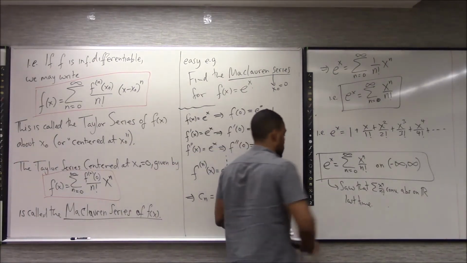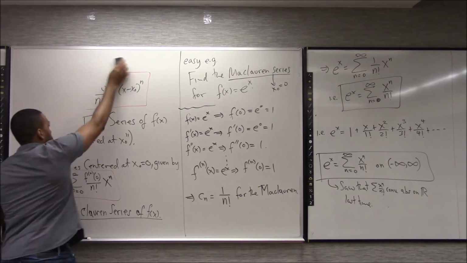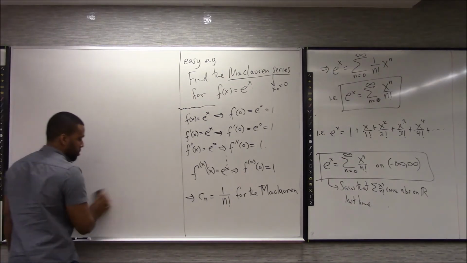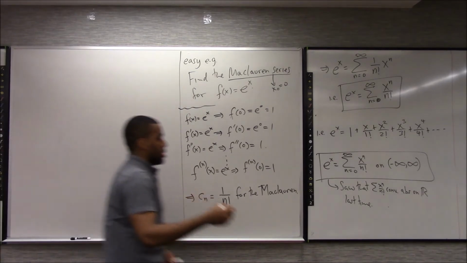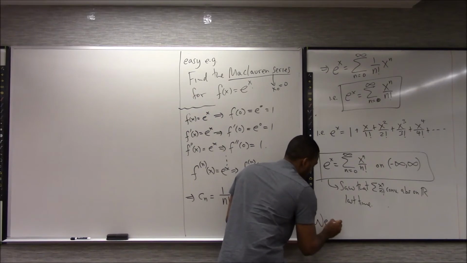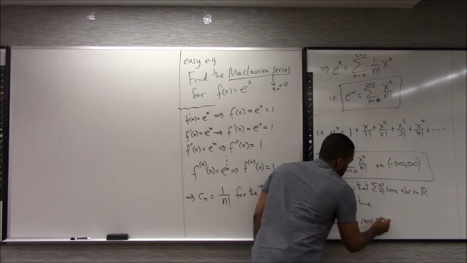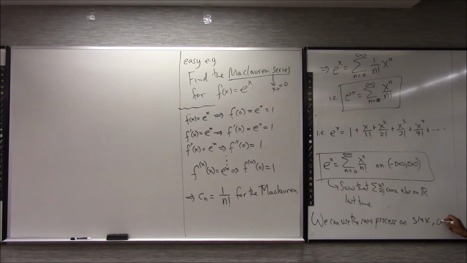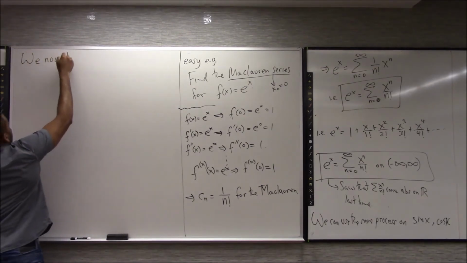Using a similar process, we can figure out patterns for some other common functions. In Calc 2, there are 4 that you need to know. We can use the same process on sin x and cosine x, which are the common ones. And we now have the following.